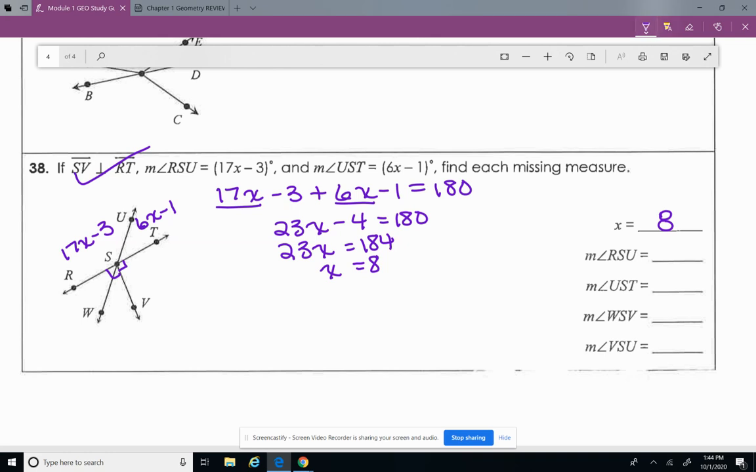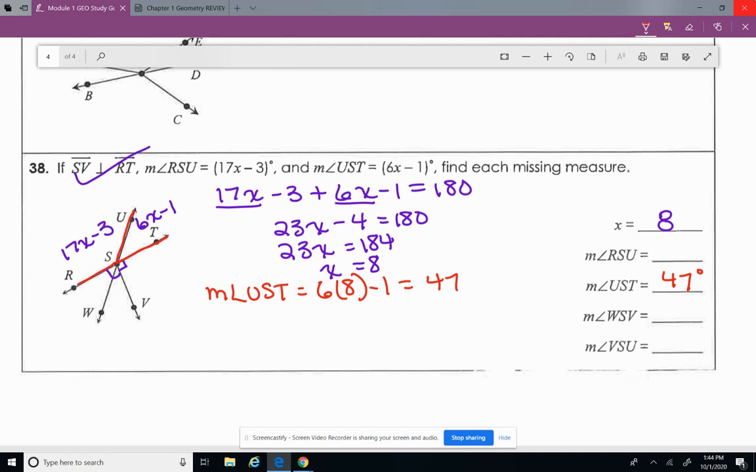All right, let's see what else they want to know. They want to know what RSU is. Yeah, we could do that. But I'm going to look at this from a different point of view. Let's look at UST. Isn't that one easier to get? So the measure of angle UST is 6 times 8 minus 1. So that's what? 48 minus 1, which is 47. It would be easier to get that one first.